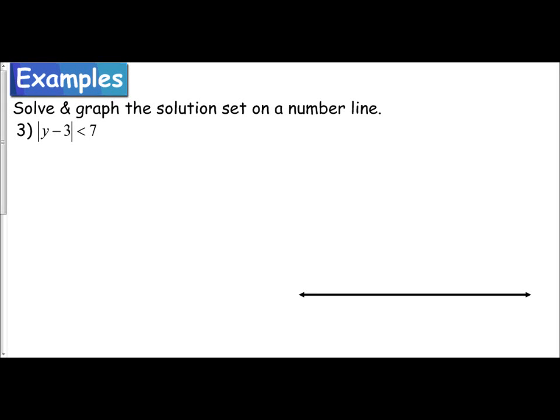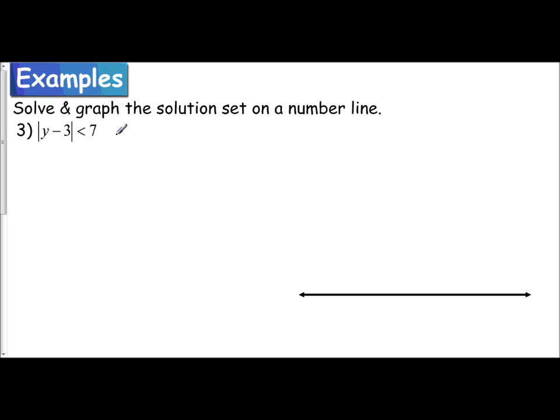In the following video, we're going to examine 4 different examples on solving and graphing absolute value inequalities. We're going to look at both the less than absolute value inequalities and the greater than absolute value inequalities. Remember, less than absolute value inequalities create "and" compound inequalities, and greater than absolute value inequalities create "or" compound inequalities.